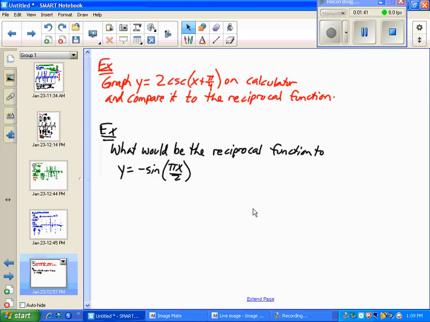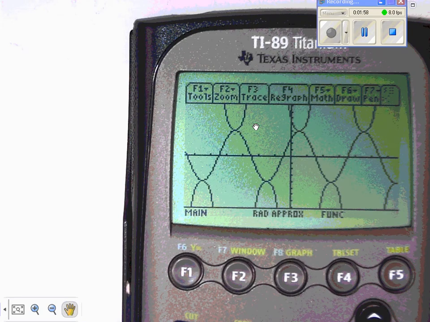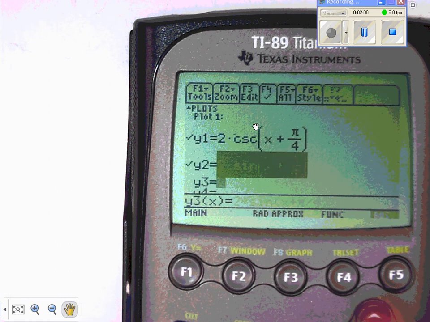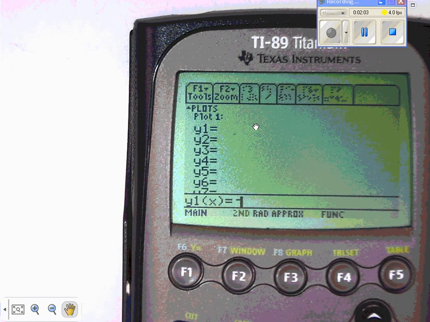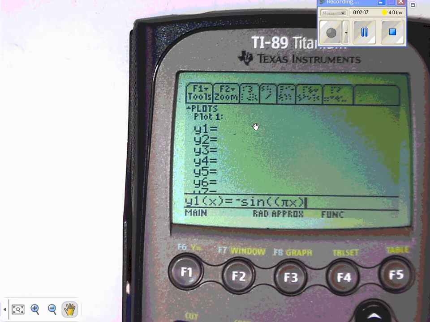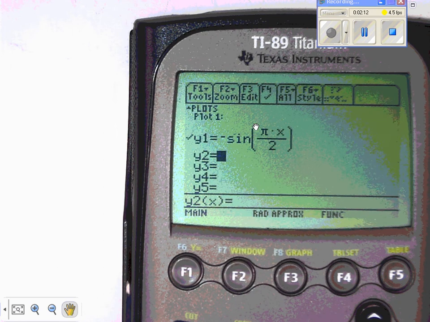Now the other one that we looked at is negative sine of pi x over 2. So what would be the reciprocal function to that? Well, you want to keep the negative the same. And what's the reciprocal of sine? Cosecant. So negative cosecant of pi x over 2. Okay, so negative sine of pi x over 2, let's do that real quick. Negative sine, make sure you put the parentheses in correctly, pi x divided by 2. You see all those parentheses I have to have? And then again, the negative stays in front, and I go cosecant.